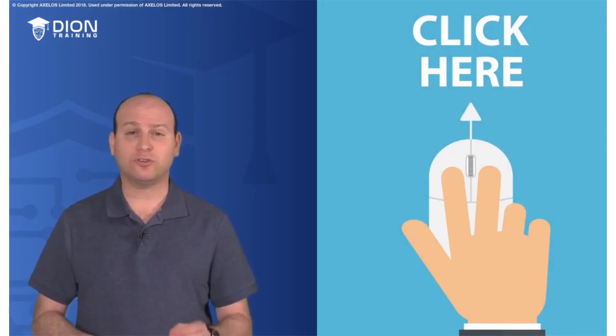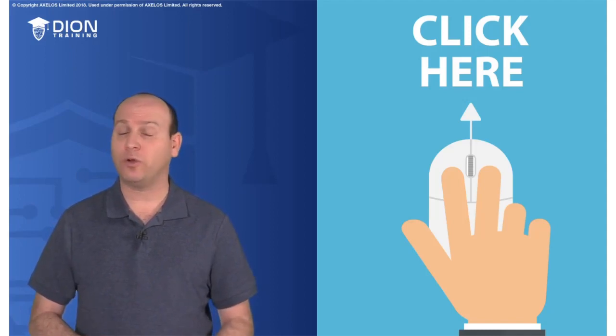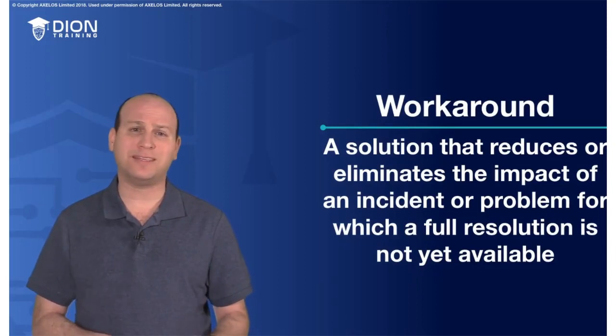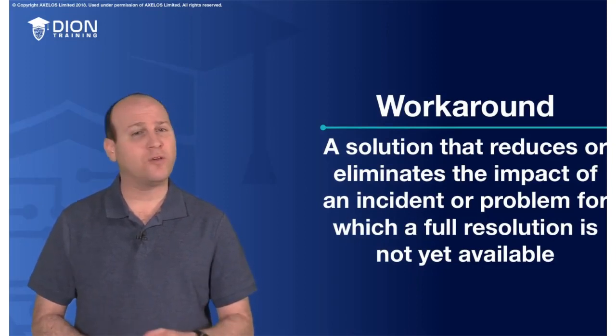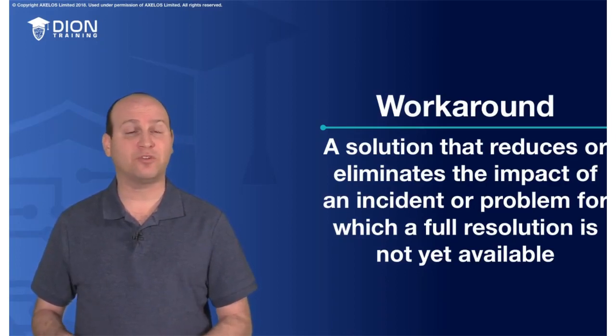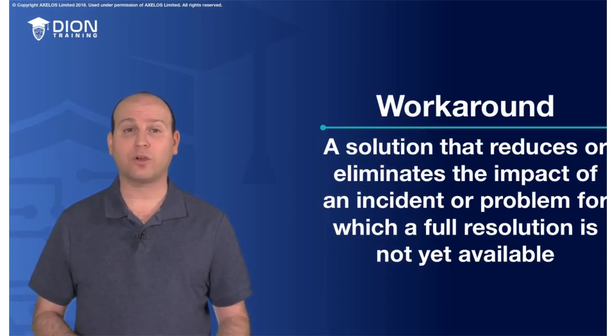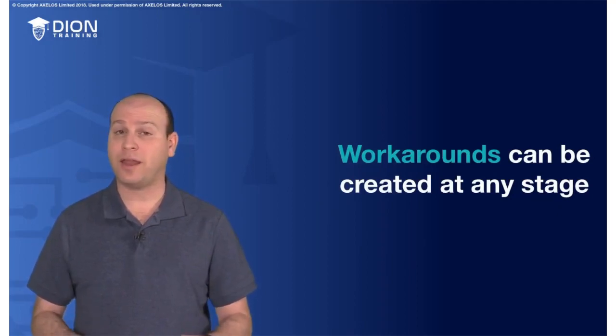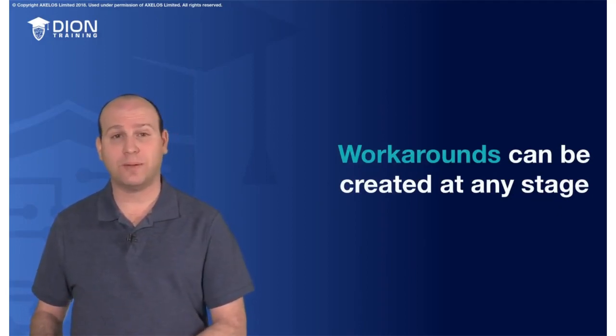By giving our users this direct link, we created what's known as a workaround. A workaround is a solution that reduces or eliminates the impact of an incident or problem for which a full resolution is not yet available. Sometimes these workarounds will help you to reduce the likelihood of incidents from occurring again, and these workarounds are documented in your problem records. Workarounds can be created at any stage, and they don't need to wait for you to fully analyze the problem and have the full, complete solution done.